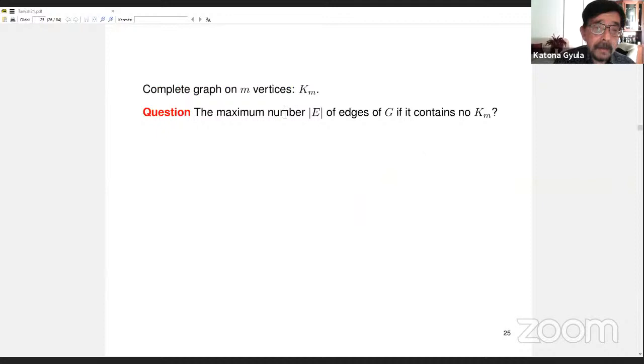Yeah, so let me go further. A complete graph on m vertices is denoted by K sub m. And now the more general question: the maximum number of edges of G, if it does not contain a complete graph on m vertices.